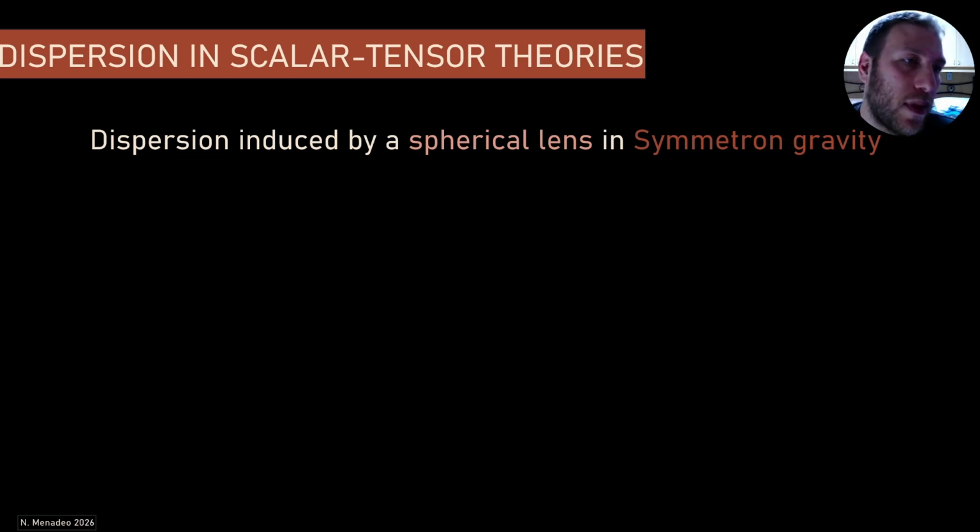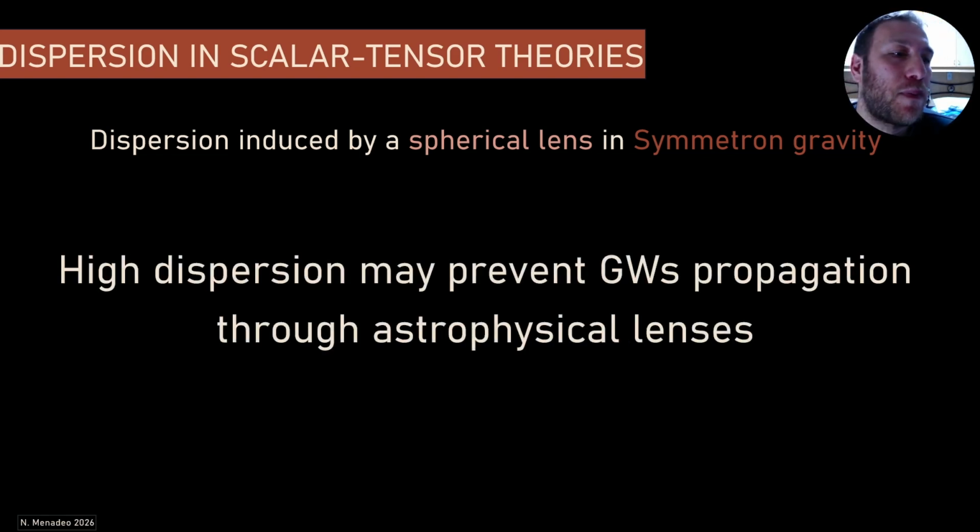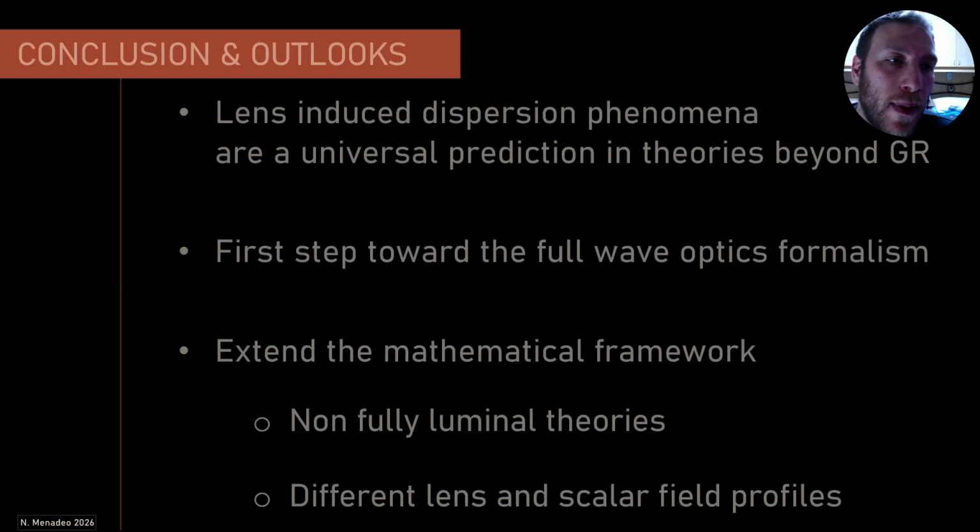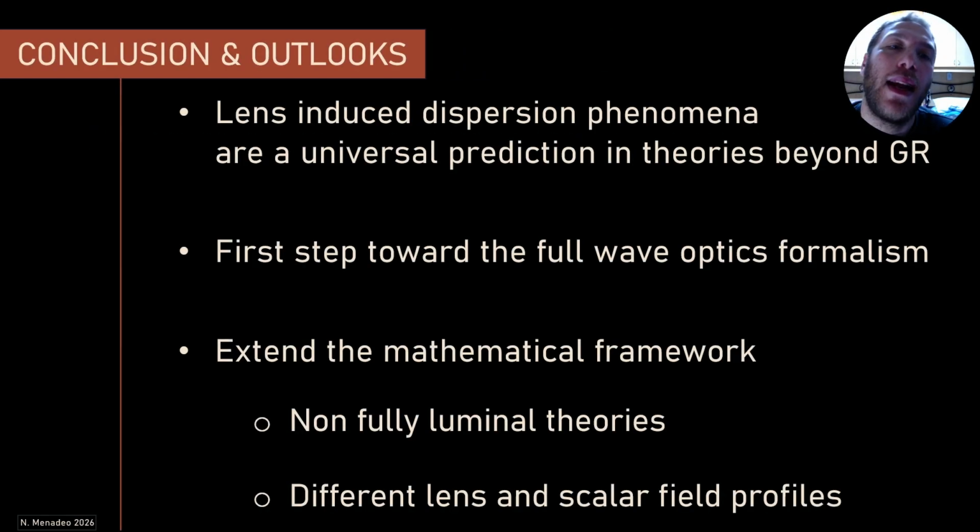In other words, I want to claim that high dispersion may prevent gravitational wave propagation through astrophysical lenses, which could be an interesting feature for this kind of test of dark energy and modified theories of gravity. To conclude, I want to remark again that lens-induced dispersion phenomena are a universal prediction in theories beyond GR. This framework is nothing but a first step towards the full wave optics formalism, and of course there are many other things to do for this framework to build better models.